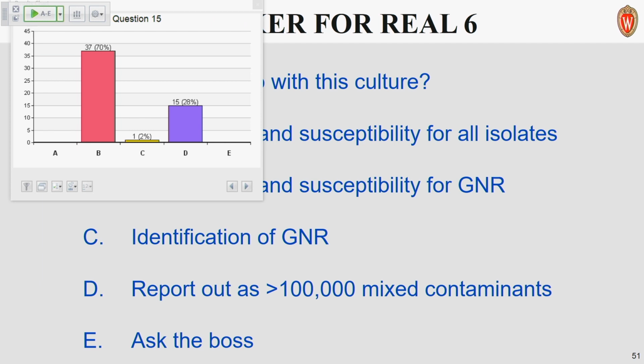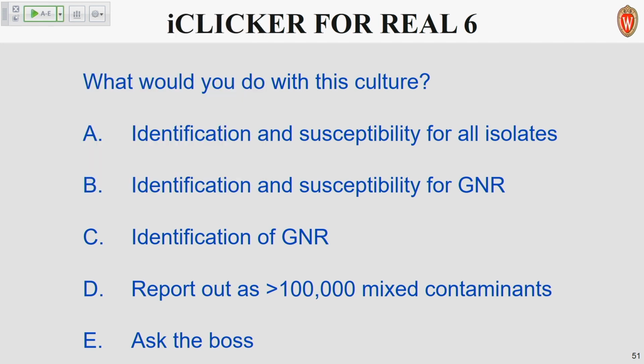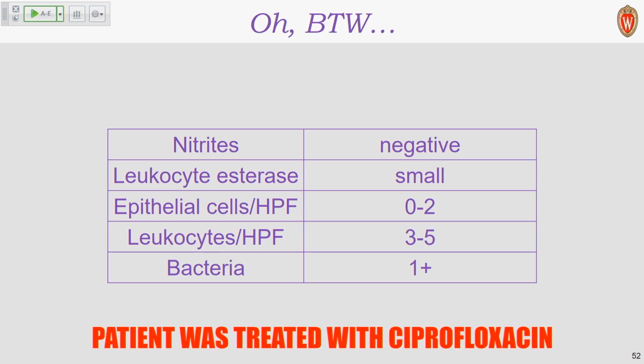All right, so 70% here we're doing an ID and susceptibility of the negative rods, 28% mixed contaminants. And we're not dissing anybody because when we get the requisitions, a lot of times we don't know the symptomatic or asymptomatic status of the patient, right? We're just asked to do the work. This is where we run into trouble sometimes. Here's our urinalysis results. Little bit of bacteria on the microscopic, not many white cells. Again, treated with ciprofloxacin as a UTI most likely.